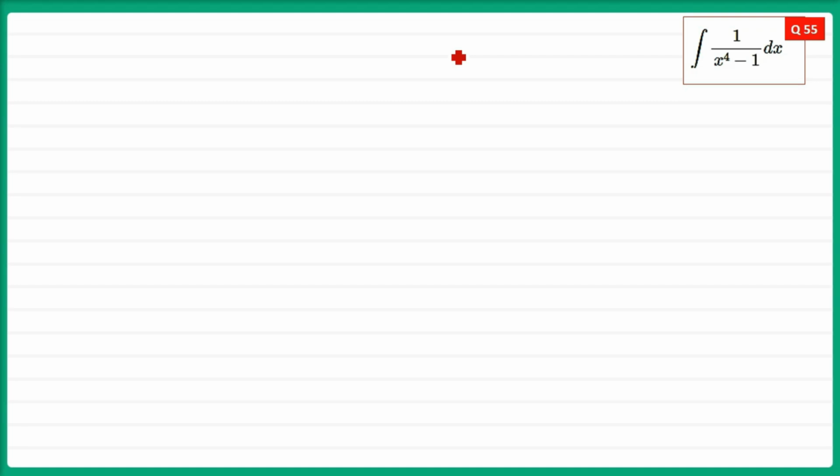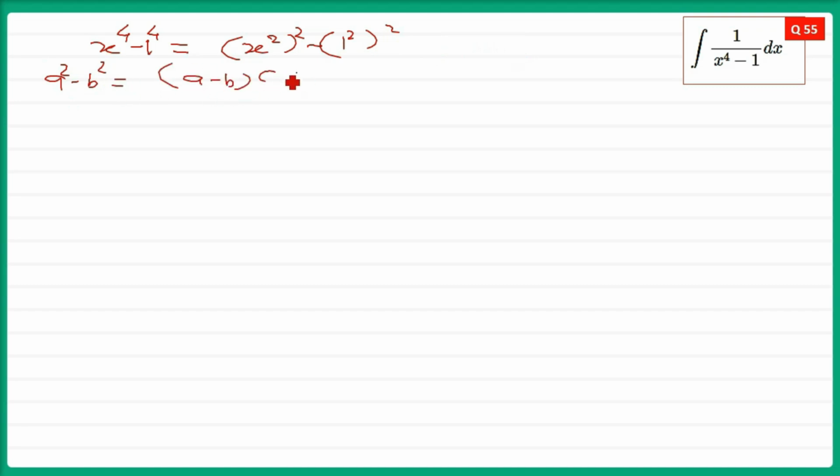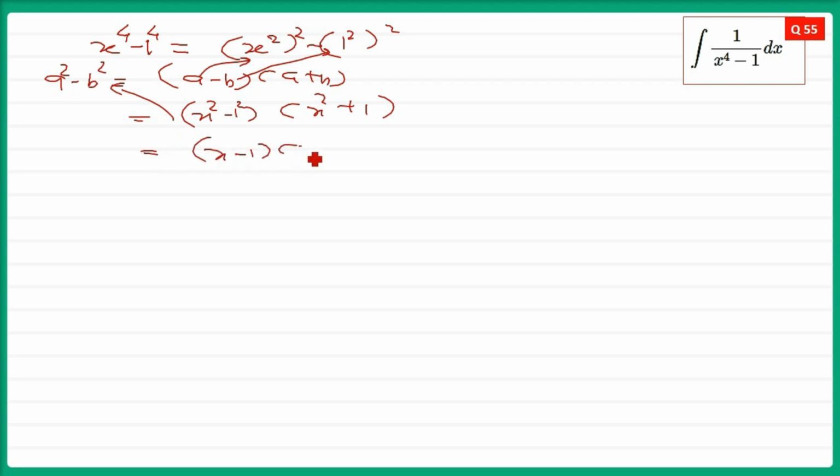Okay, this question is somewhat different for those who have higher IQ. They know how to do it, but for others who would like to understand this question, for completion's sake, let me tell you that x raised 4 minus 1 can be written as x square to the power square minus 1 square to the power square. And a square minus b square is a minus b into a plus b. A you will take as x square, b you will take as 1 square. So x square minus 1 and x square plus 1 come. Now this x square minus 1, that is x square minus 1 square, can be written as a minus b, a plus b. So x minus 1 into x plus 1.